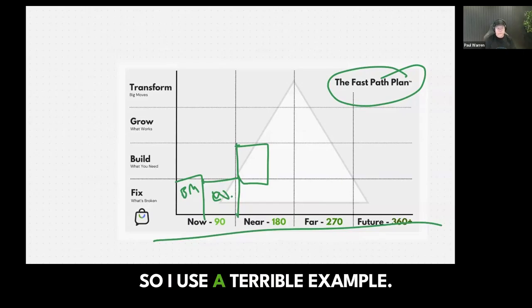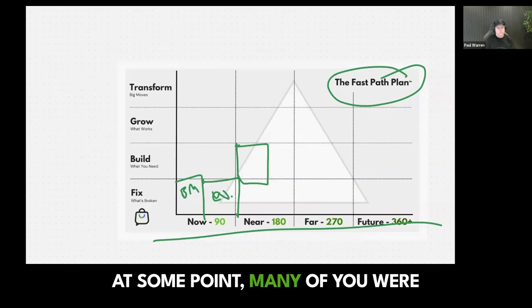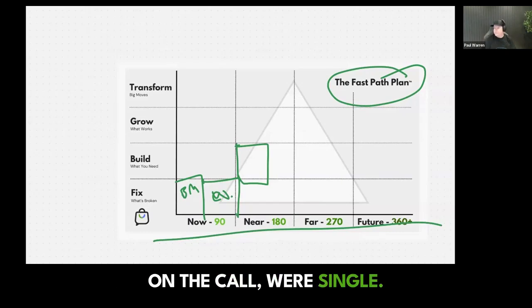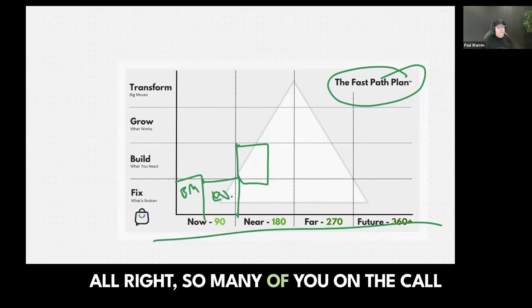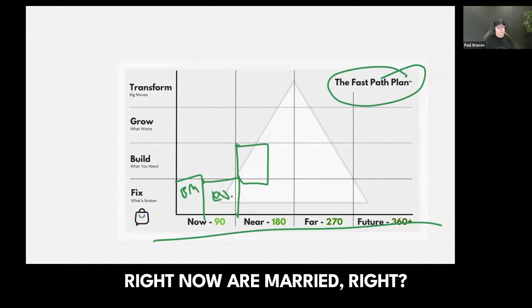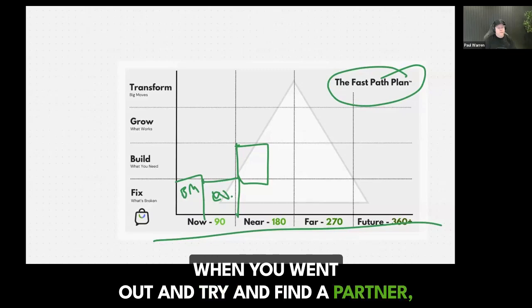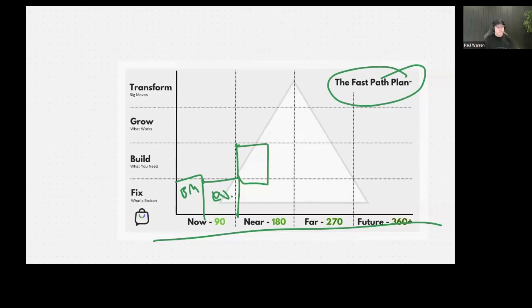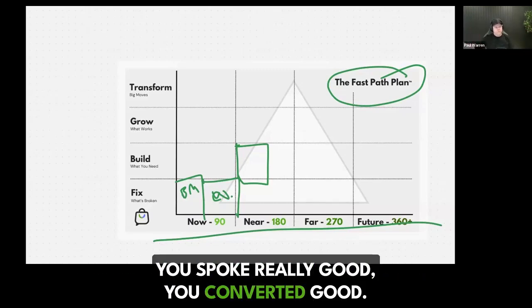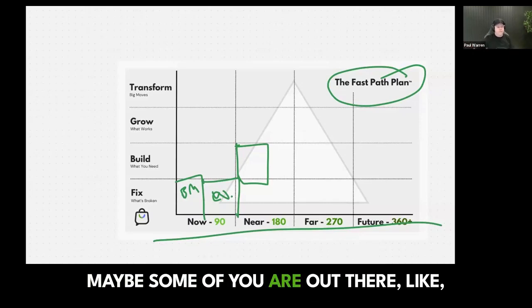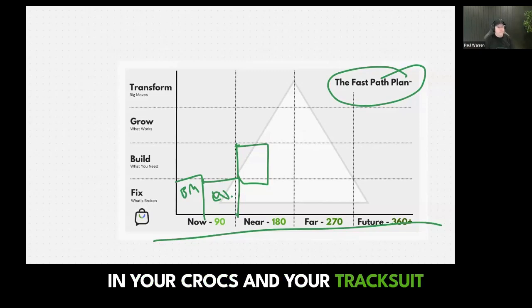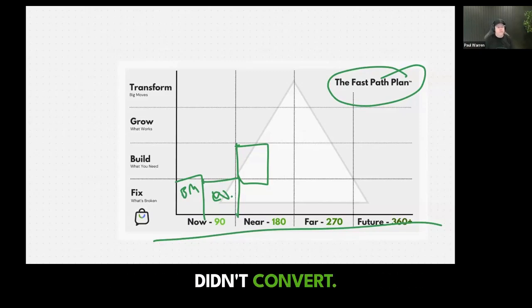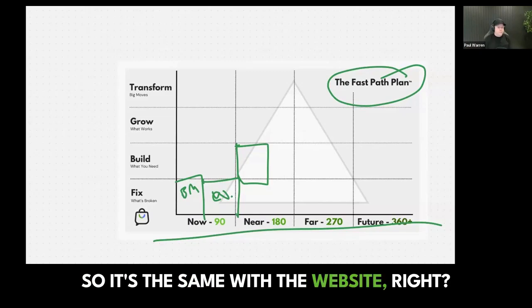So I used a terrible example at some point. Many of you on the call were single. Actually, many of you on the call right now are married. When you went out and tried to find a partner, you dressed really good, you spoke really good, you converted good. Maybe some of you didn't. Maybe some of you were out there in your Crocs and your tracksuit pants and didn't speak very well, didn't convert. So it's the same with the website, right?